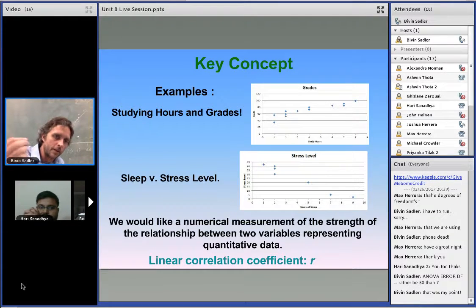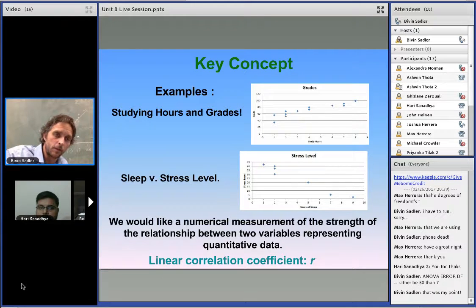We would like to run tests, so we need a numerical measurement of the strength of this linear correlation. Okay, so what would that be? We're going to call that R, lowercase r. So we have X bar estimates mu, and S, the sample standard deviation, estimates sigma. S squared, the sample variance, estimates sigma squared.